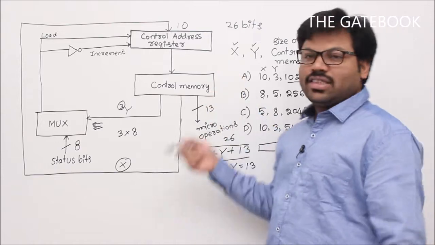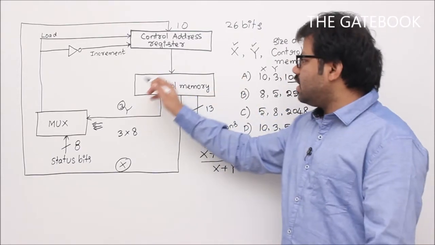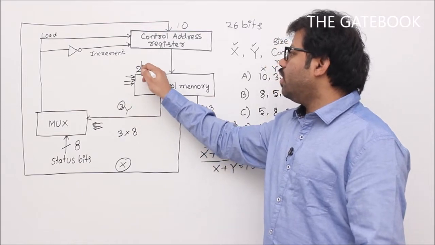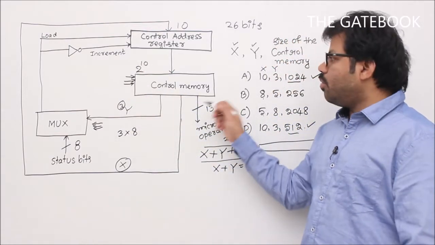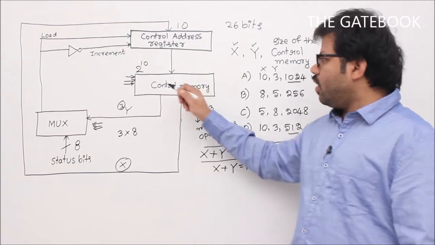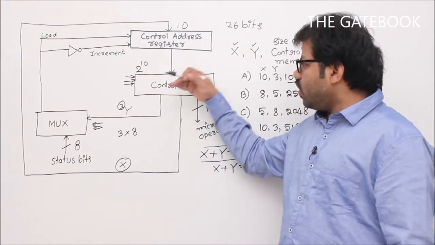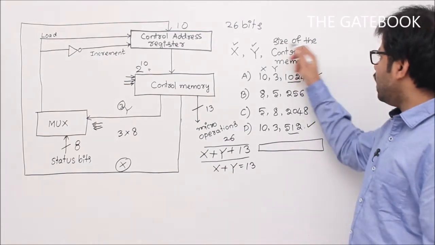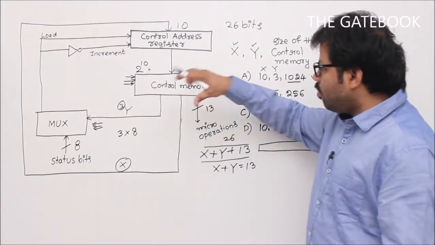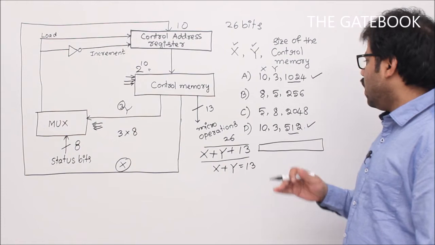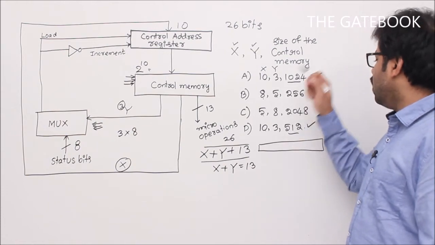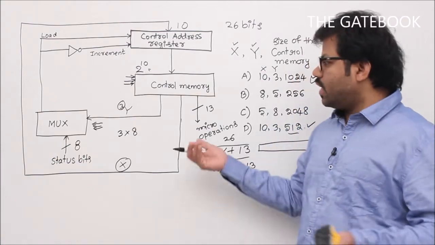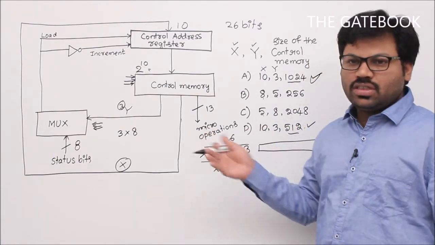If the control address register size is 10, then how many distinct memory locations can it address? 2 to the power of 10, correct? We know that control memory is word addressable, right? Every word we number. Then how many words are there in control memory? 2 to the power of 10. That's why I can say the size of the control memory, which is nothing but the number of words in this control memory, equals 1024. That's it. So the answer is A directly. So we can easily answer this question without knowing much about this circuit.